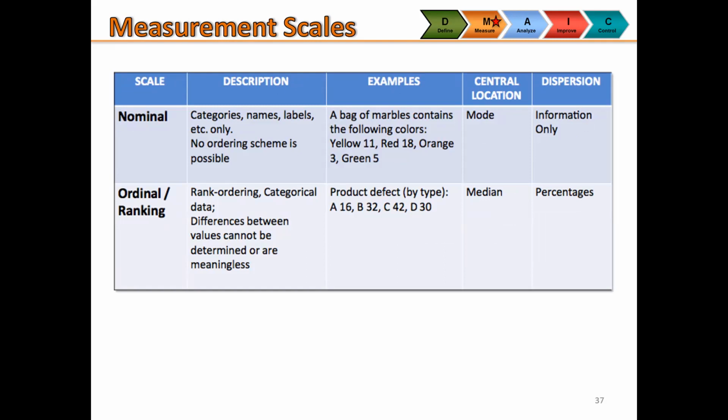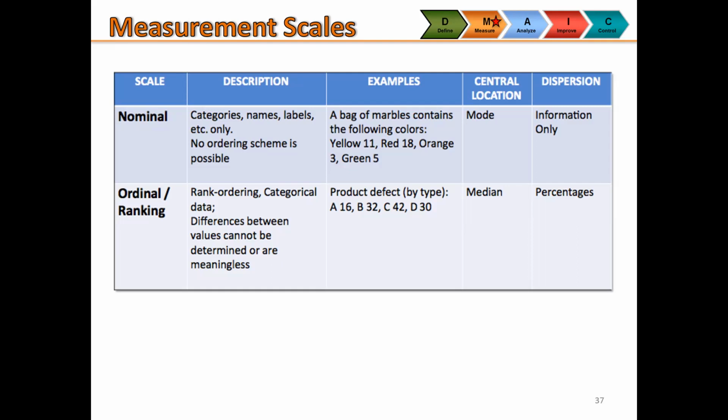When we have data, we want to apply numbers to something. And nominal means we're just labeling them, right? I have 11 yellow, 18 red, 3 orange, 5 green marbles. And it's just names, labels only. No ordering scheme is possible. The central location is mode, and mode means it's the one that happens most often. So in this case, red would be the mode, right? As for information only, useless. Please don't think another thought about it.